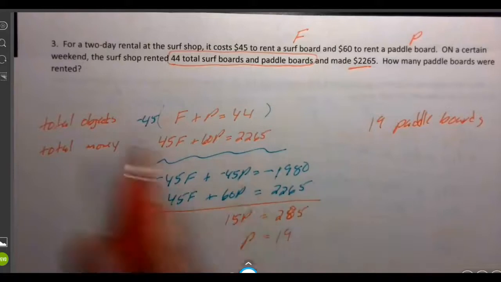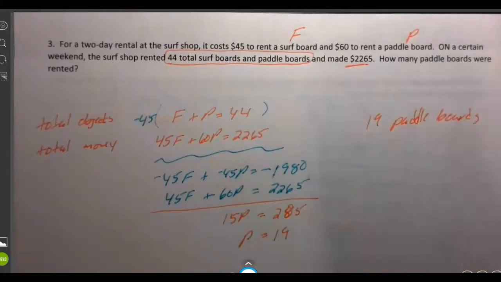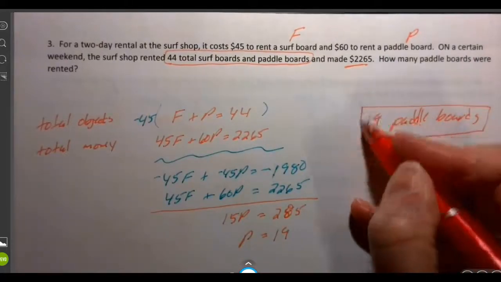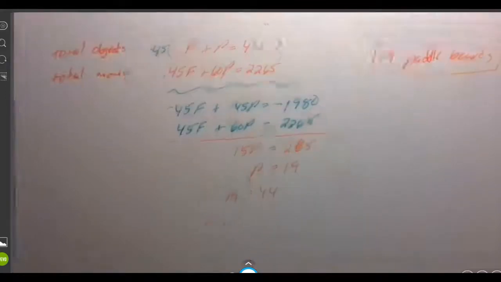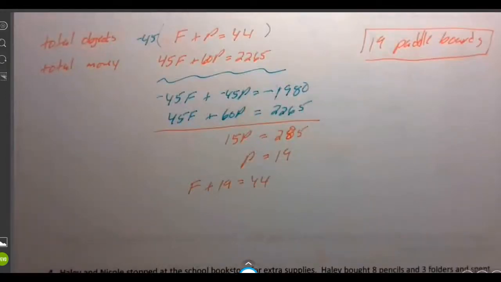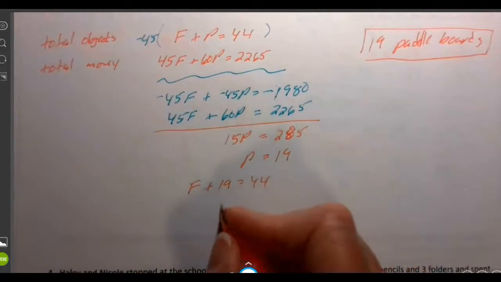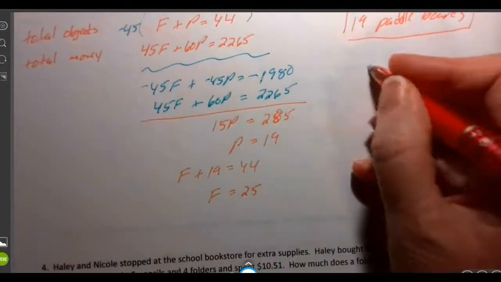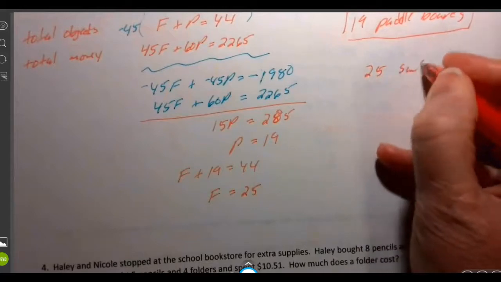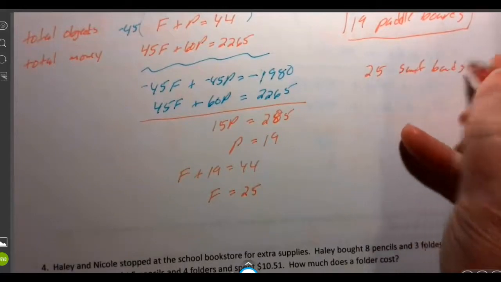Now, it only asked for paddleboards, so I am actually done. That is my answer. If I wanted to find the other one, of course, I could just plug that in and find out my answer, and that's telling me that I had 25 surfboards.